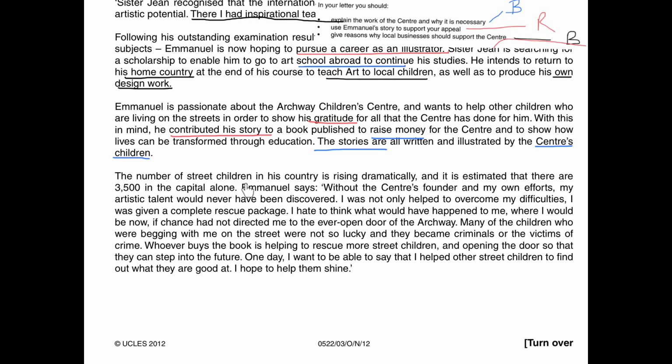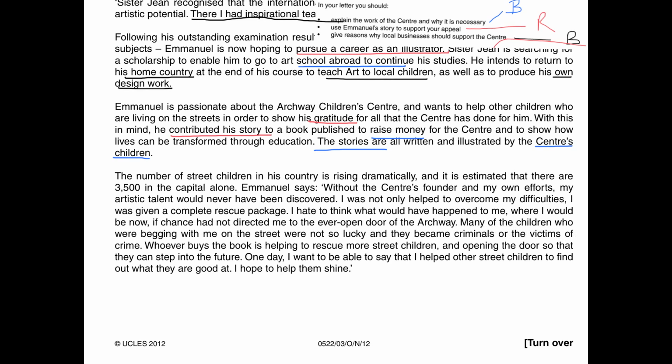The number of street children in this country is rising dramatically, and it's estimated that there are 3,500 in the capital alone. Emmanuel says, without the centre's founder and my own efforts, my artistic talent would never have been discovered. I was not only helped to overcome my difficulties, I was given a complete rescue package. I hate to think what would have happened to me, where I would be now, if chance had not directed me to the ever-open door of the Archway.